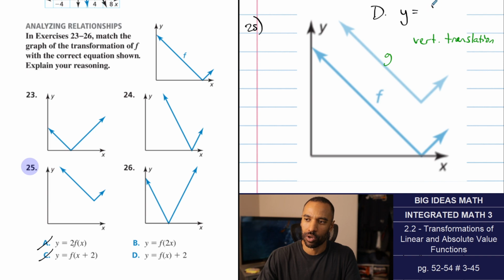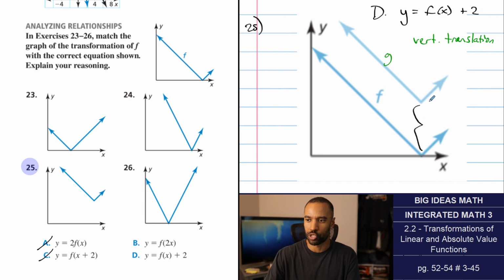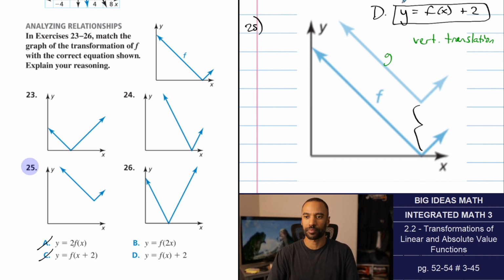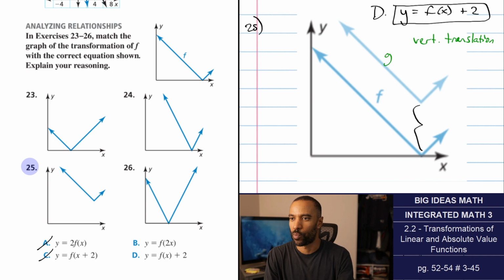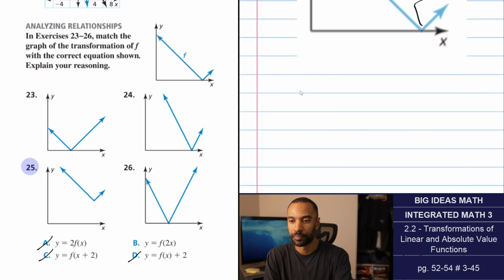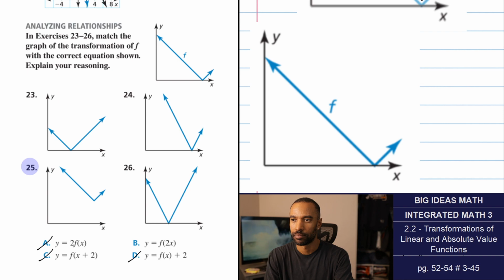Y equals f of x plus 2 takes your f of x equation 1 up, 2 up, red up, blue up. You already know. And then number 26, by process of elimination, it must be B, but let's see why. Now remember, it should be a horizontal compression on this one, by the way.